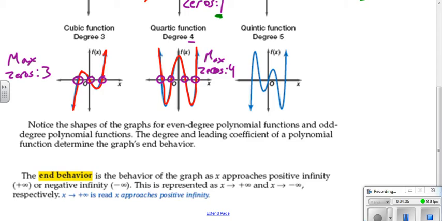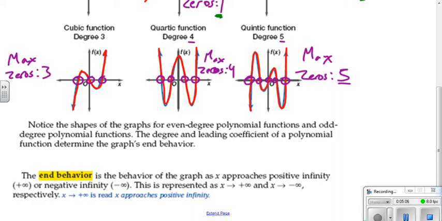And for degree 5, again, notice how it starts at the bottom here. I'm going to use red. Goes up, down, and back up again. So max zeros, 1, 2, 3, 4, 5. So the max zeros always is the same as the degree of your polynomial function.